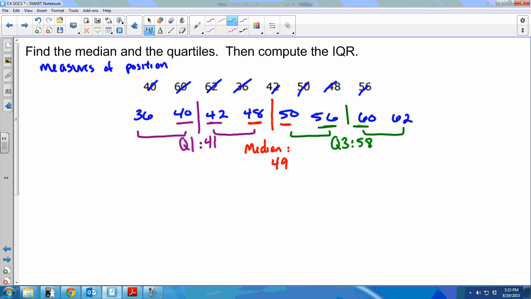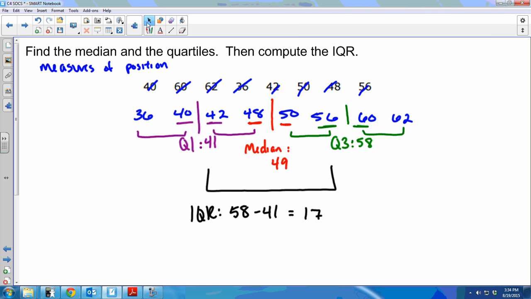So to find the IQR then, you take 58 and subtract 41, and you get 17. So the middle 50% of the data is within 17 units of each other. Okay? That's what the IQR is reporting. So the middle 50% of the data is within 17 units. Okay? Does that make sense about median and quartiles and the IQR? Now your calculator will do all that for you. I wanted to make sure that we knew the basics on our own.